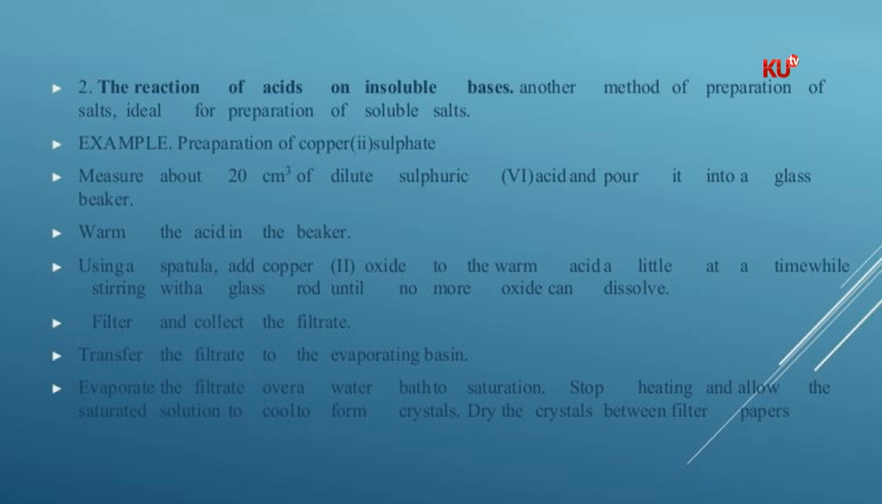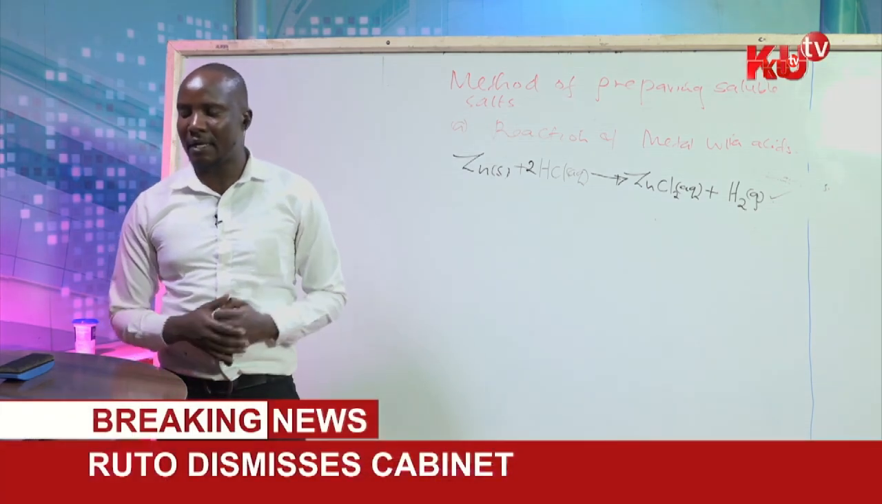Now, why are we evaporating over the water bath? Remember, we want to have copper 2 sulfate crystals which are incorporated with water. That is hydrated copper 2 sulfate. After you have evaporated, you allow the crystals to form. When the crystals form, you dry the crystals between filter paper. That is the procedure for preparing copper 2 sulfate.